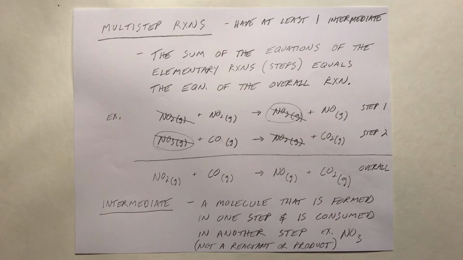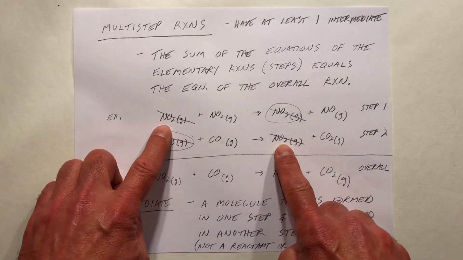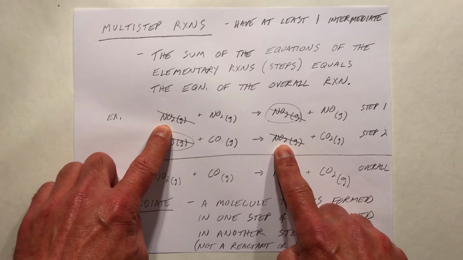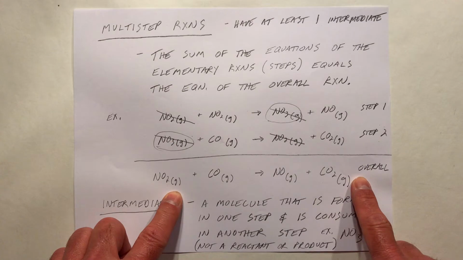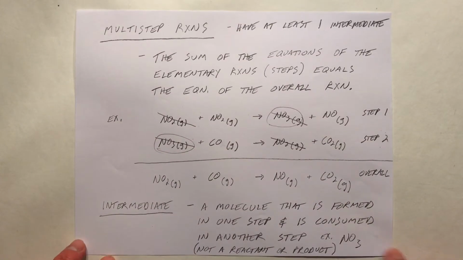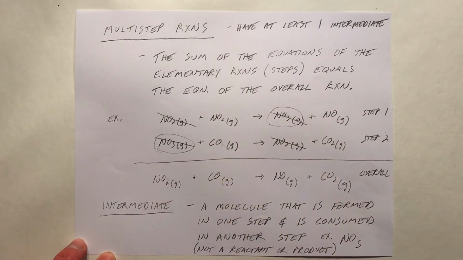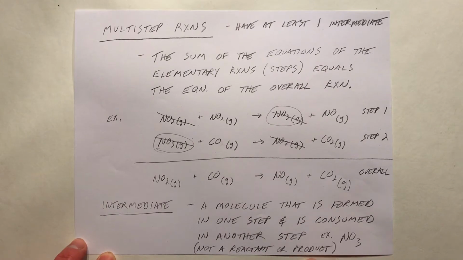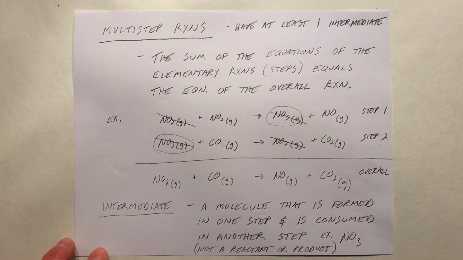Now you might say, well, what about NO2? That's crossed out as well. Well, we simplified that from the final overall reaction equation, but we can't say that NO2 is an intermediate, because notice that NO2 is a reactant. So an intermediate is a chemical that's not a reactant or a product. Again, it's a chemical that gets formed and then reacts away from one step to another.